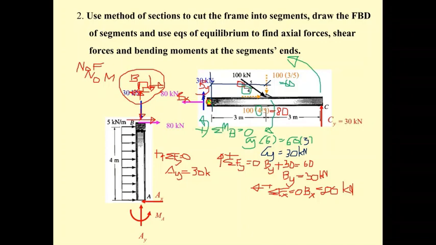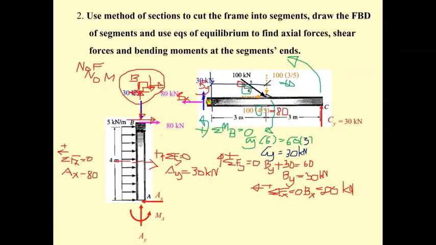Okay, the upward equals the downward. Then if you do the sum of F sub x equal to 0, you have A sub x, so you put this as positive. And then your A sub x is what? A sub x points to the left, and the 80 points to the right, and also the resultant force here points to the right, so it's going to be minus 80.